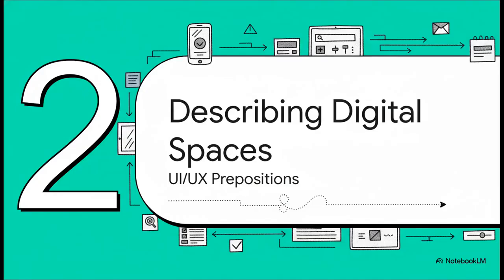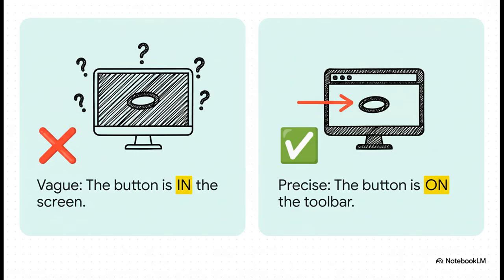Okay, so we've got the grammar of the code down. Now let's switch gears and talk about how we describe what the user actually sees on their screen. Using the right little words, the right prepositions, is so important when you're talking with designers and the rest of your team. Just look at this. It seems like such a small thing, but it can cause so much confusion. If you say a button is in the screen, what does that even mean? It's vague. But if you say it's on the toolbar, boom, everybody knows exactly what you're talking about. That's the kind of clarity we're aiming for.